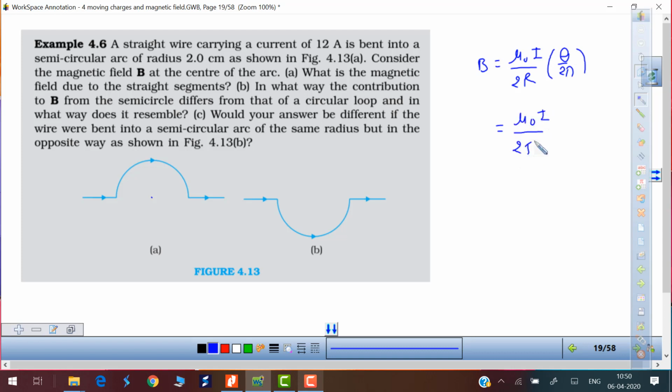So theta is pi. So mu 0 I upon 2r times pi upon 2 pi. So it is half of this one.